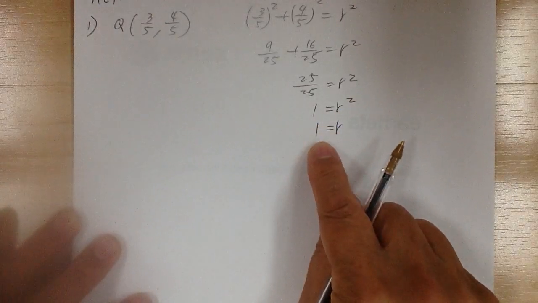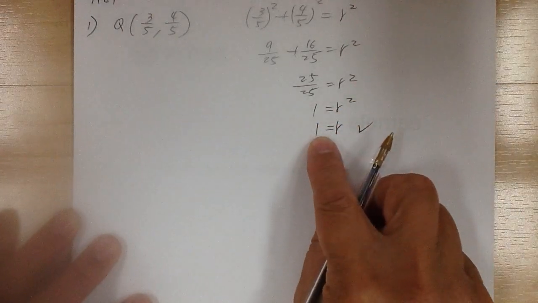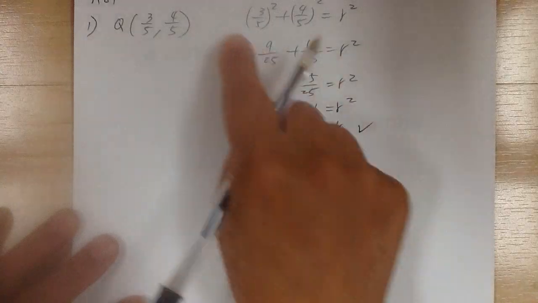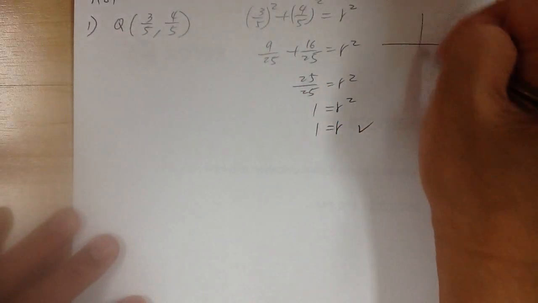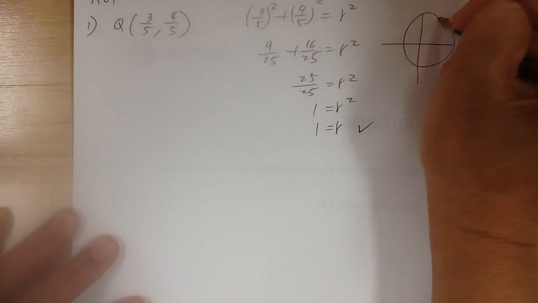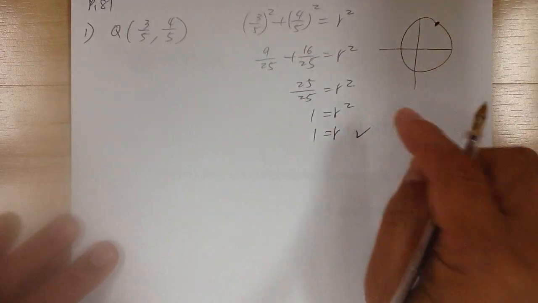So again, it checks, right? The radius is 1. So this point is on the circle with a radius of 1. Okay, so that's what it's saying.